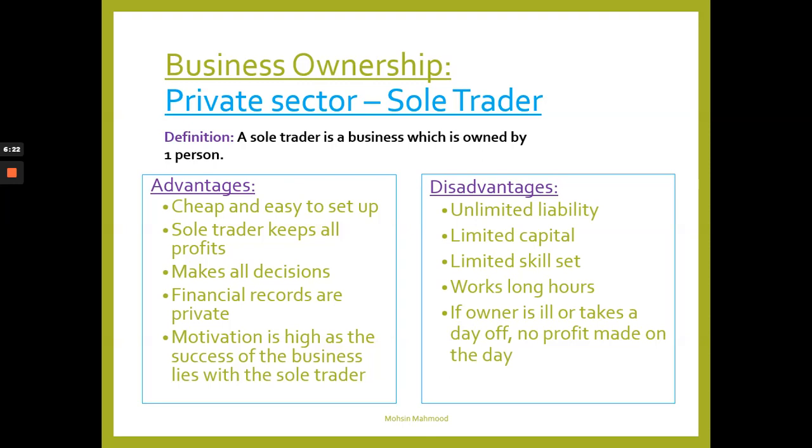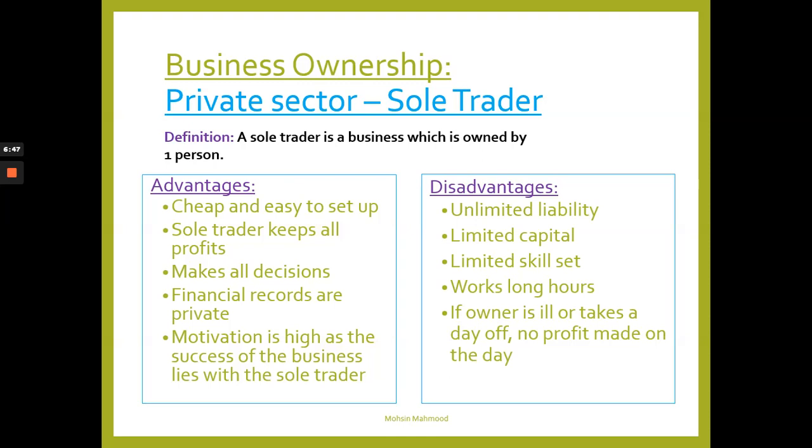Motivation is high as the success of the business lies with the sole trader. However much energy you put into the business, that's how much sales or profit you should get out of the business. Basically, if you want to do overtime or put in any extra hours, you should get more money out of that. Disadvantages are, of course, unlimited liability. If you fall into debt, you have to use your personal possessions to pay that off.